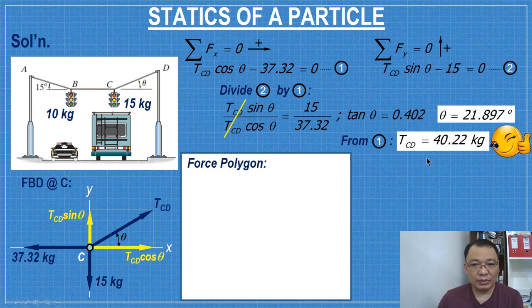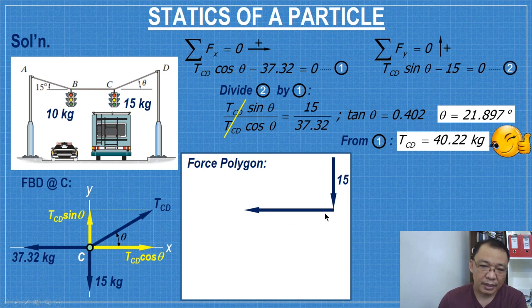Okay. Alternate solution, again, you see the force polygon. We have three forces as one. So 15, 37.32, and TCD. So you have 15, 37.32, TCD, and the angle that TCD makes with the horizontal is theta. Okay. So use trigonometry again.